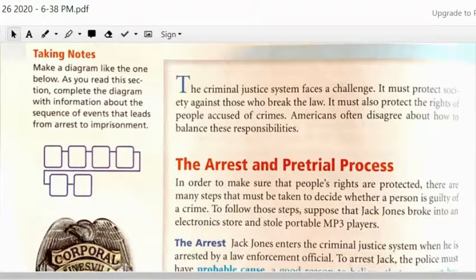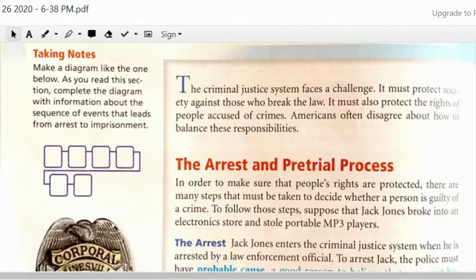The criminal justice system faces a challenge. It must protect society against those who break the law. It must also protect the rights of people accused of crimes. Americans often disagree about how to balance these responsibilities. The arrest and pretrial process.